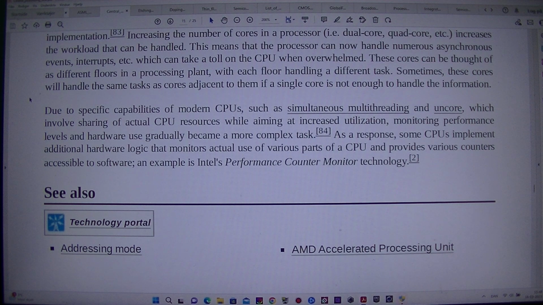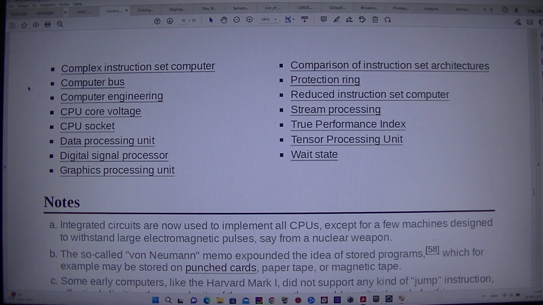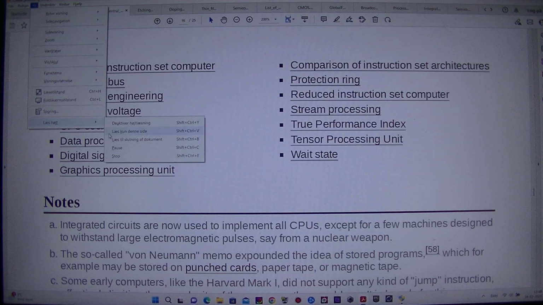2. See also: Technology Portal, Addressing Mode, AMD Accelerated Processing Unit, Complex Instruction Set Computer, Computer Bus, Computer Engineering, CPU Core Voltage, CPU Socket, Data Processing Unit, Digital Signal Processor, Graphics Processing Unit, Comparison of Instruction Set Architectures, Protection Ring, Reduced Instruction Set Computer, Stream Processing, True Performance Index, Tensor Processing.